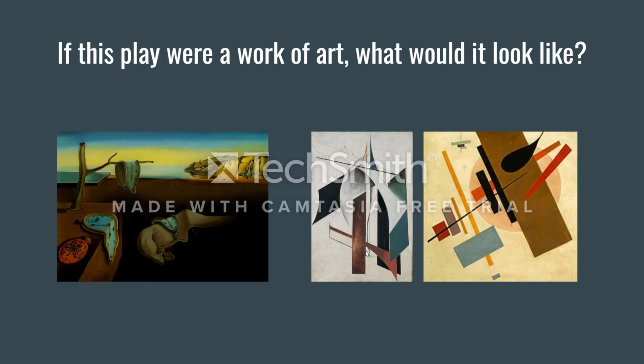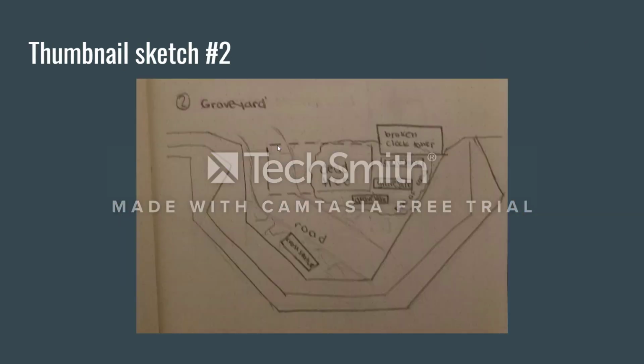Second question that I chose was, if this play were a work of art, what would it look like? And I was inspired by this painting on the left by Salvador Dali called The Persistence of Memory. I liked the clock because I feel like time and the confusion that it might bring is a very consistent theme throughout the show, and I was inspired by that. I also liked the sort of constructivist shapes going on in the images on the right, and that's why I chose those.